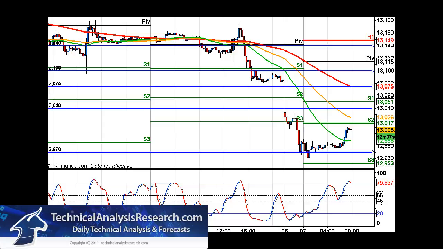Okay, so euro dollar. What do we see on the euro dollar 15-minute chart today? Well, we've got various different support resistance points that price action is going to be quite prone to testing and rejecting off of today. As well as our technical points, we also have our daily pivot points on the chart here.